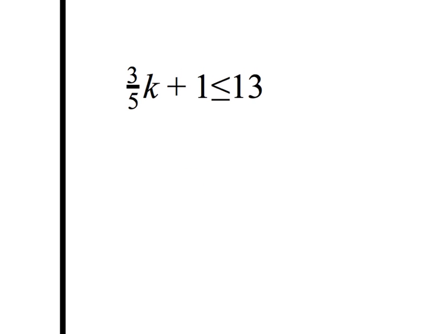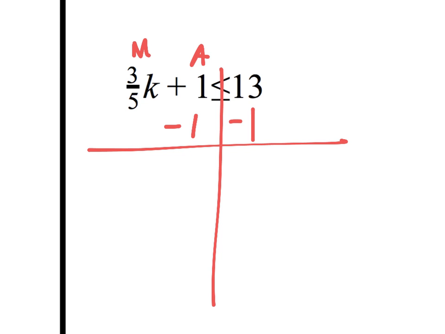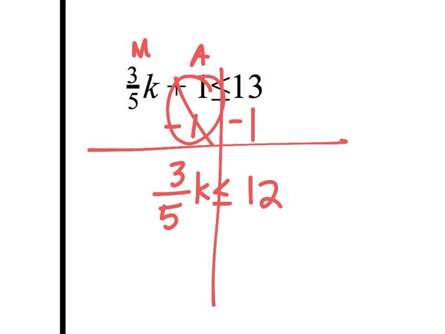Looking at this equation, I see I'm multiplying by a fraction, and I'm adding 1. So I take care of the addition first, guys. How do I undo addition? Subtraction. The inverse of addition is subtraction. So that'll zero out. We are left with 3/5 k is less than or equal to 12. Okay, now maybe some of you guys got stuck on this one. Do we remember? You can raise your hand if you remember. What do we do to get rid of a fraction?